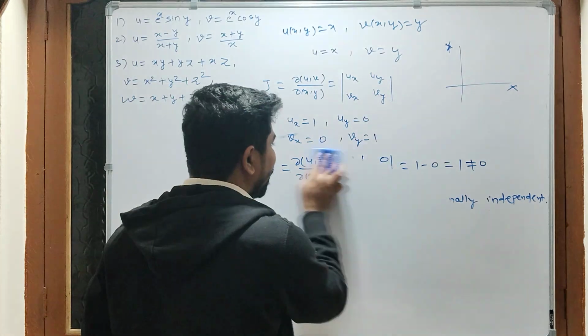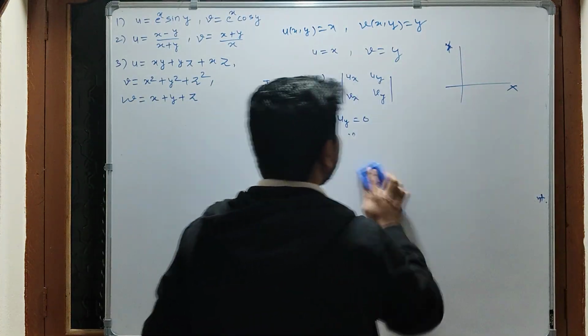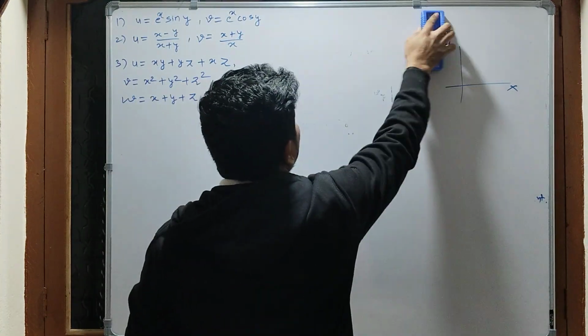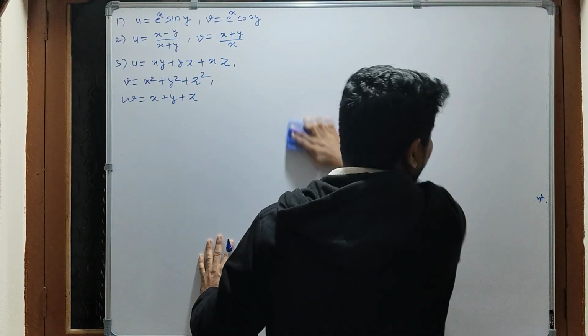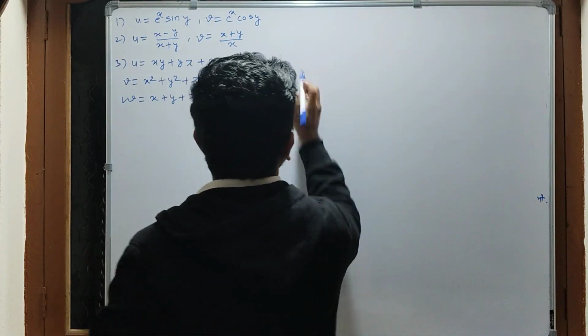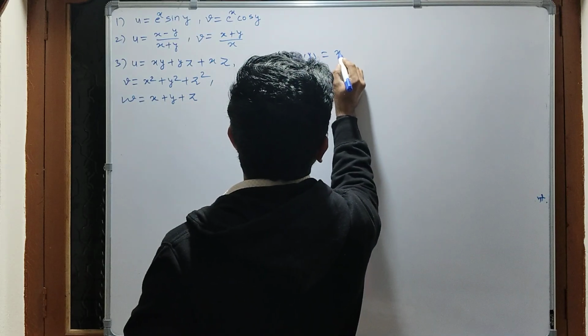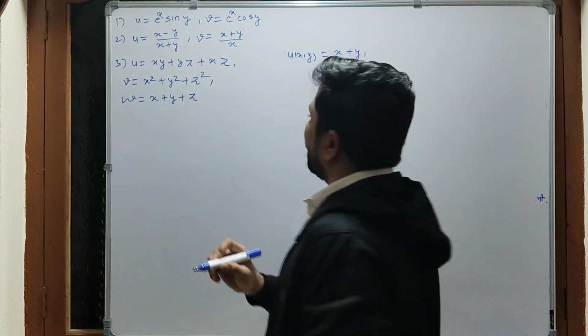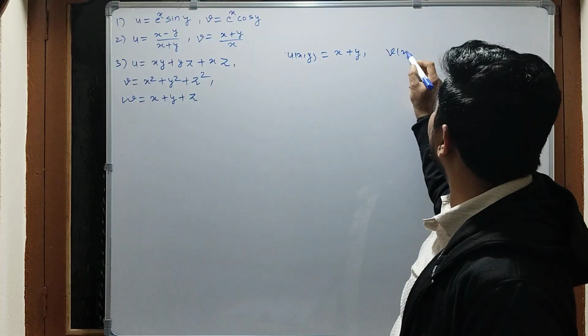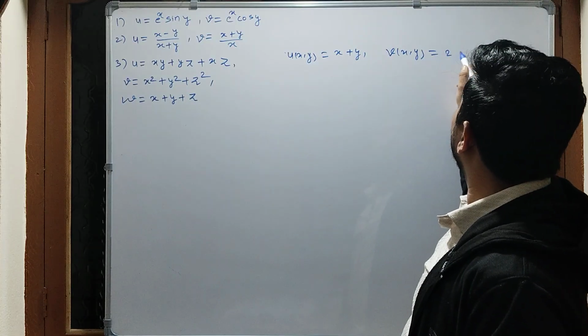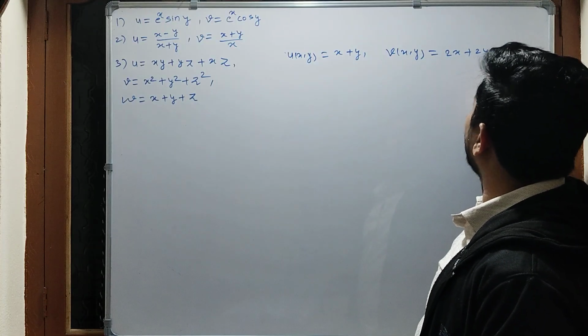Now I will define one more function. Let's say the second function, u of x comma y equal to x plus y and v of x comma y equal to 2 times x plus 2 times y.